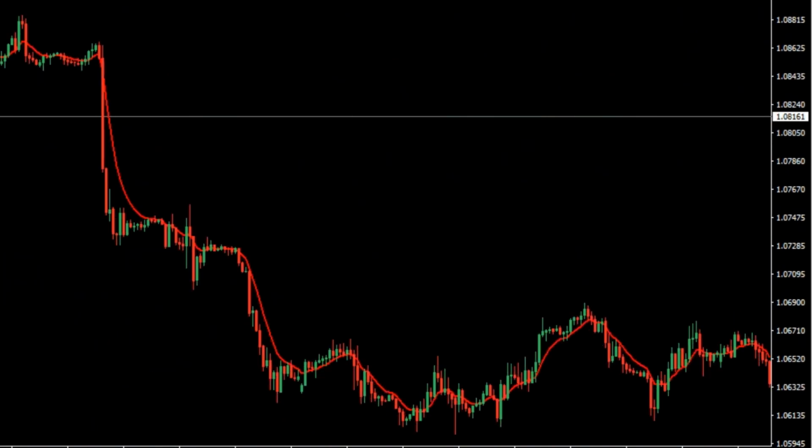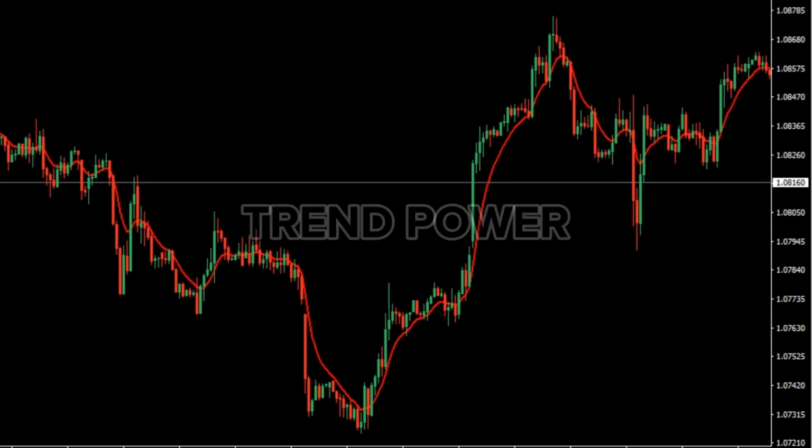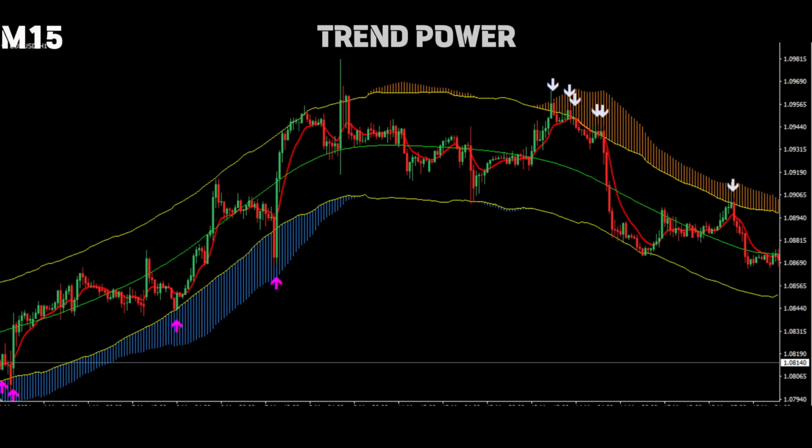Let's fire up our first indicator, which we call the Trend Power indicator. This is how the indicator looks on our chart. It's made up of several elements which I'm going to take you through in just a second.